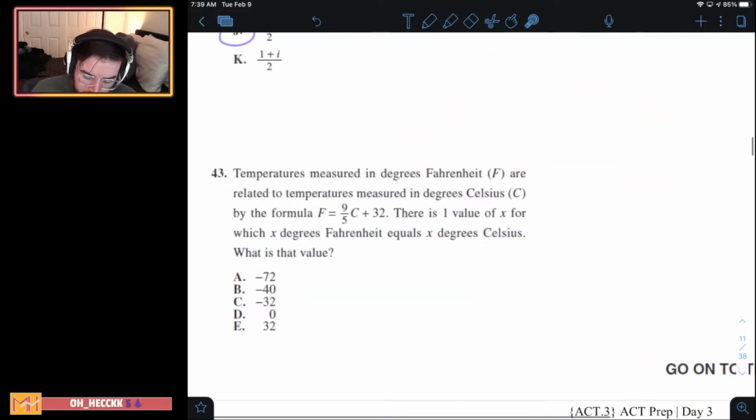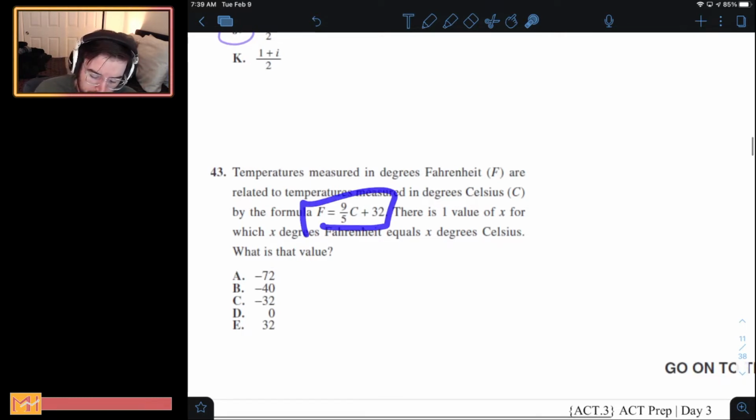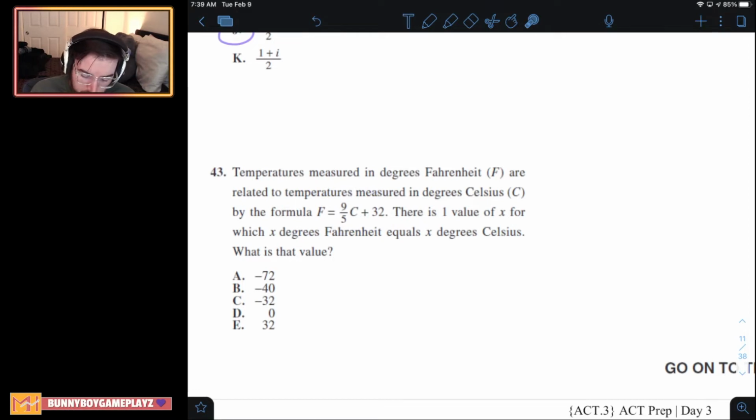Temperatures measured in degrees Fahrenheit are related to temperatures measured in degrees Celsius by the formula, where there is one value for x for which x degrees Fahrenheit equals x degrees Celsius. What is that value? So we want to know, when are F and C the same? Well, that means we could replace C with F. We don't have to use two unique variables.